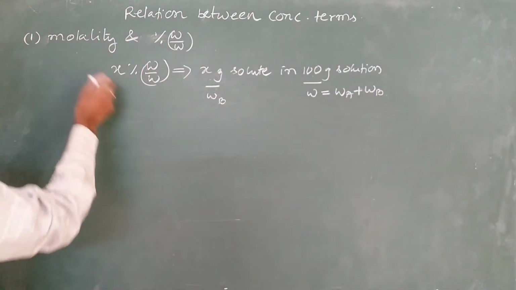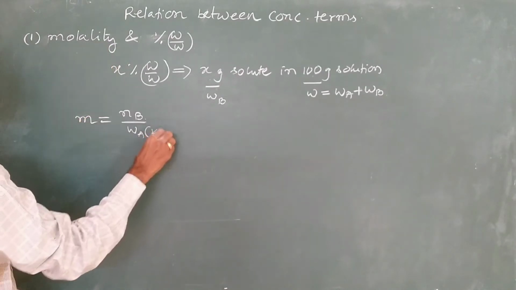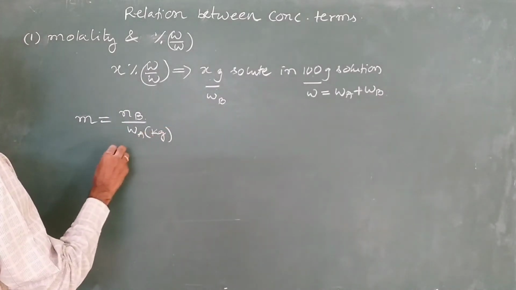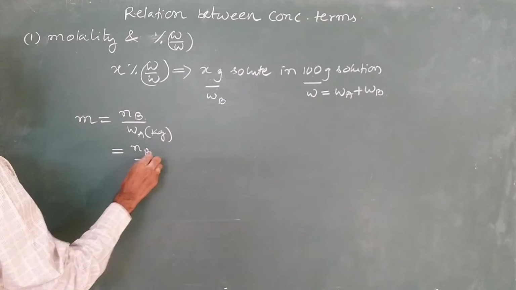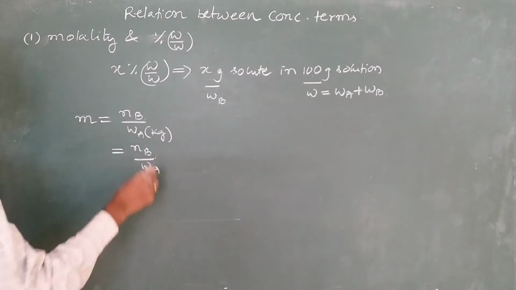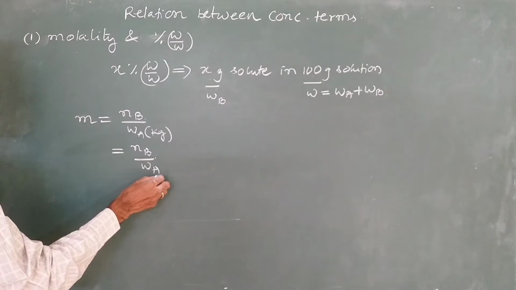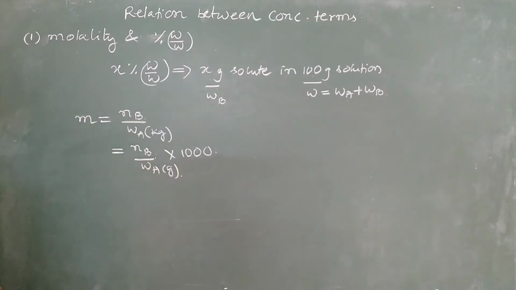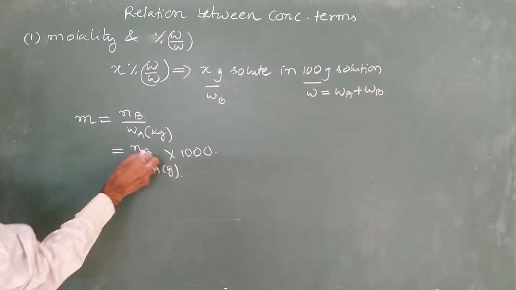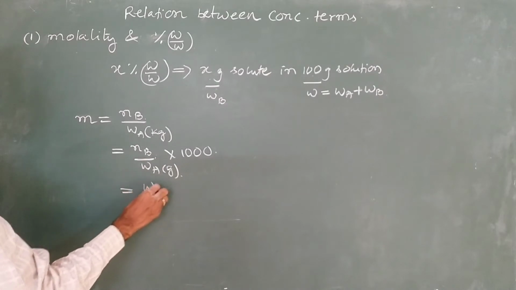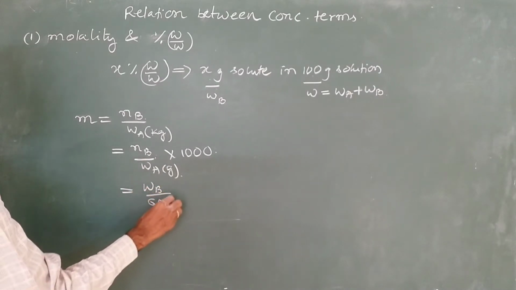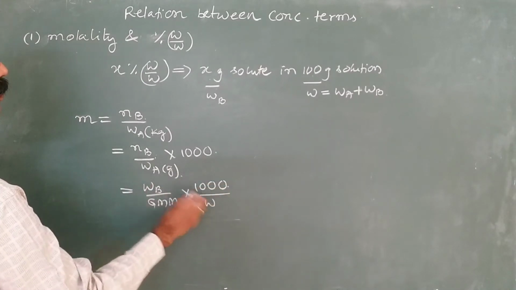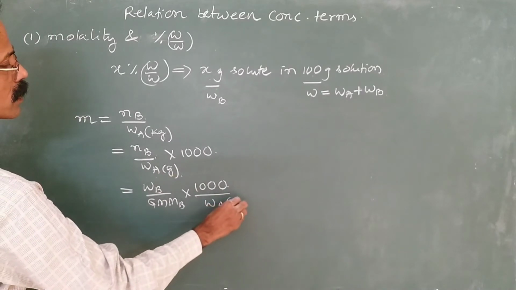Now, what is molality? Molality is the number of moles of solute dissolved per kg of solvent, or the number of moles of solute divided by mass of solvent in grams, multiplied by 1000. For the number of moles of solute, we can write mass of solute divided by gram molar mass of solute, into 1000, divided by mass of solvent in grams. So this is another formula.